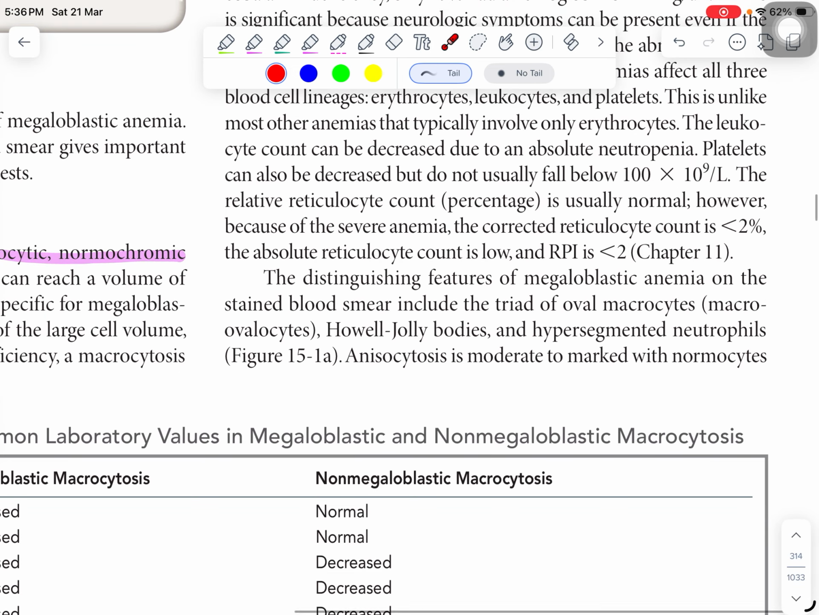The relative reticulocyte count is usually normal. However, because of severe anemia, the corrected reticulocyte count is less than 2%. The absolute reticulocyte count is low. RPI is less than 2.